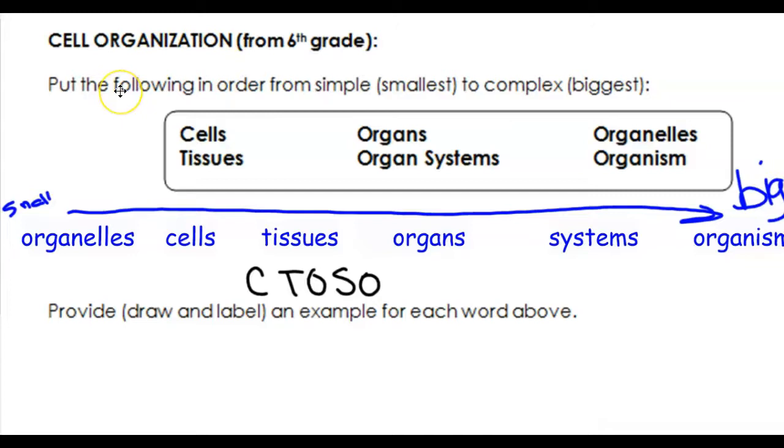Okay, put these in order from simple to biggest. Careful, we do have organelles that are smaller than cells, but after that, it's CTOSO. Can Timmy organize some ores, or whatever you came up with to help you remember, which we did in class. CTOSO.